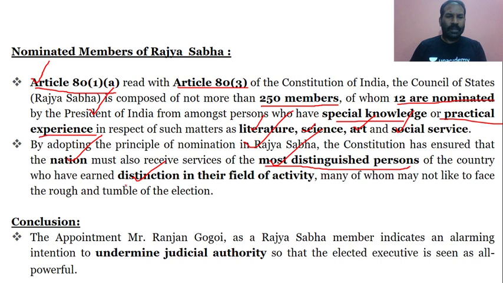And in conclusion, the appointment of Mr. Ranjan Gogoi as a Rajya Sabha member indicates an alarming intention to undermine judicial authority, so that the elected executive is seen as all powerful. So you can take this from both sides. You can take the nomination of the former Chief Justice of India from the constitutional point of view, wherein it is absolutely right. But from a different point of view, the nomination of Ranjan Gogoi undermines judicial authority, wherein the executive is powerful at this moment.